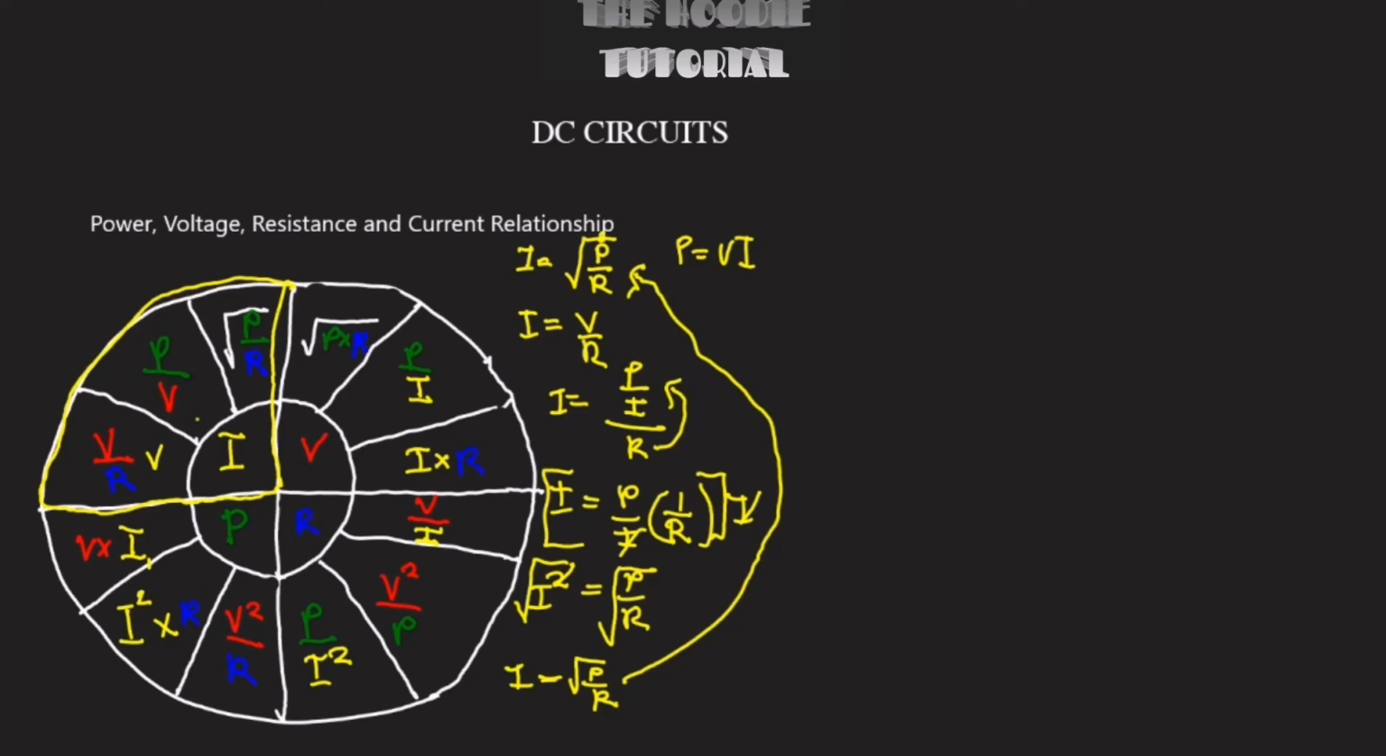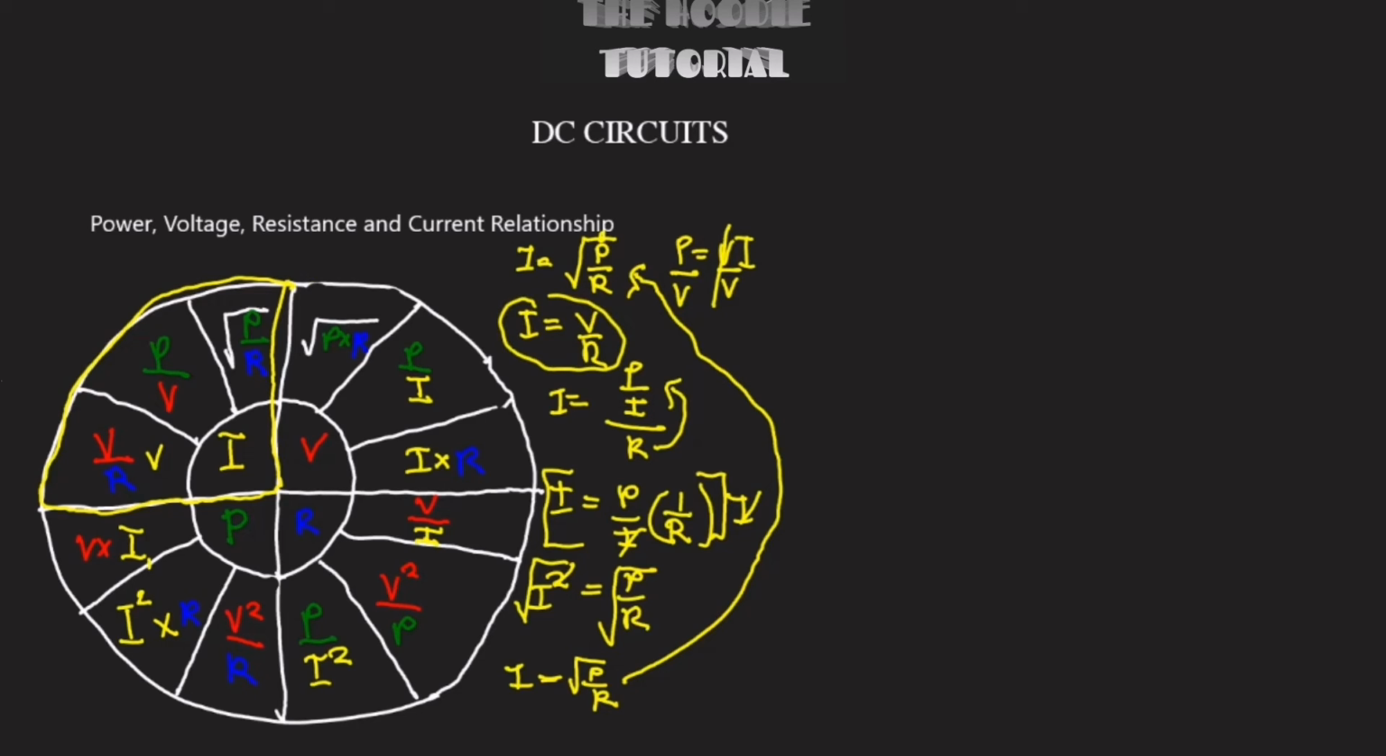The second one is I is equal to P over V. This basically derives from this equation. If we divide both sides by V, this would cancel. That would create I is equal to P over V, or the power over voltage. And then this one, I is equal to V over R. That is Ohm's law right here.